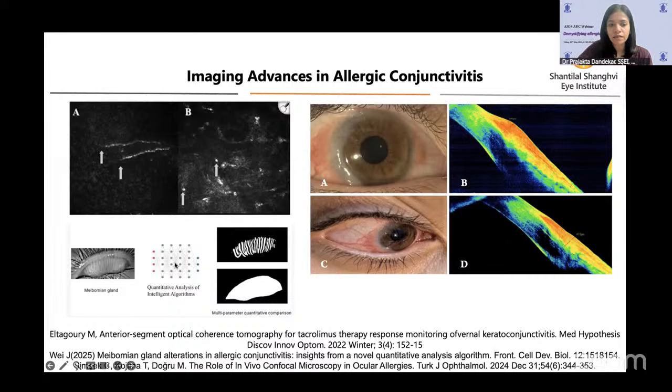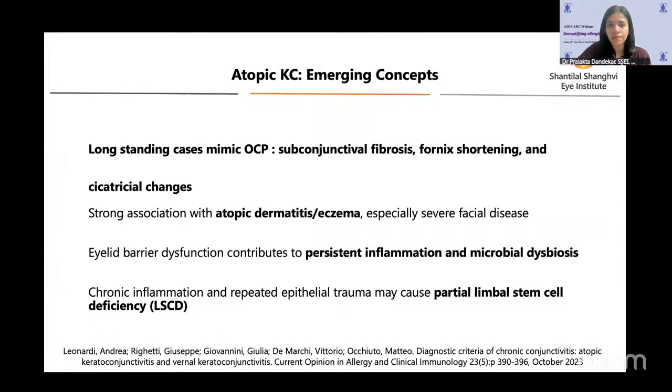Then there are other studies which were done on meibomian gland analysis in allergic conjunctivitis patients, in which they analyzed the central part of the upper lid. This was an AI-based study, and they found that the central part of the meibomian glands was equally affected in these patients, showing us that dry eye is a component of allergic conjunctivitis in many cases.